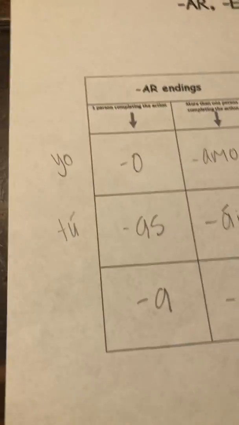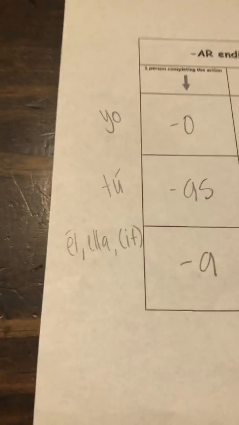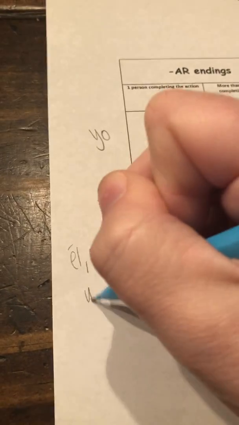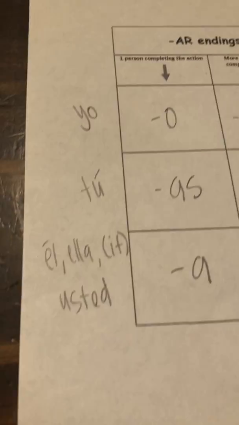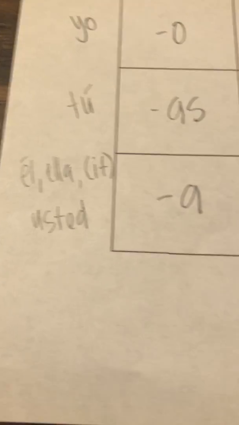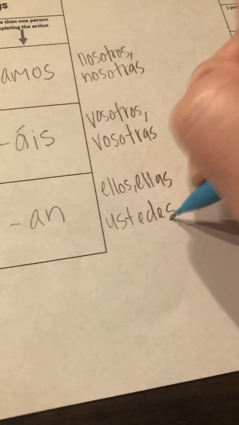All right, your third person is when you're talking about he, she, or it. So that is your él, ella, and then your it box. Just remember that they don't have a Spanish word when it is your subject. And it can also be your usted box, which is the formal you. When you have multiple he's or she's or its, that is they, which is your ellos, ellas. Or if you have multiple yous you're talking to, that would be ustedes. All right, so those are your AR verb endings.